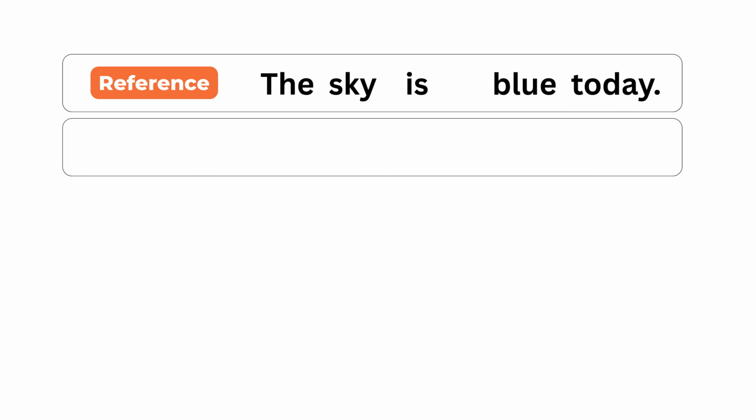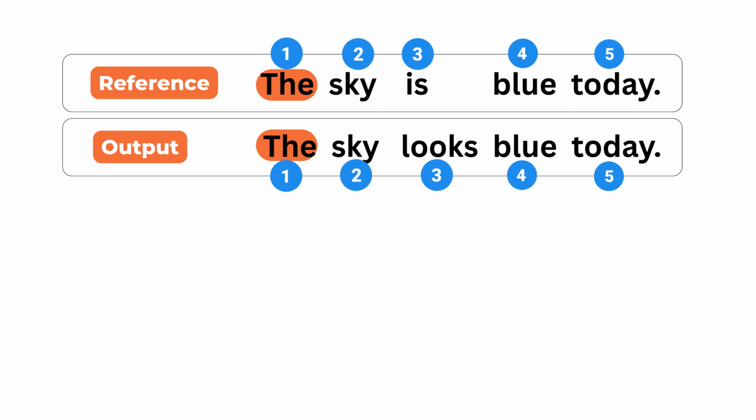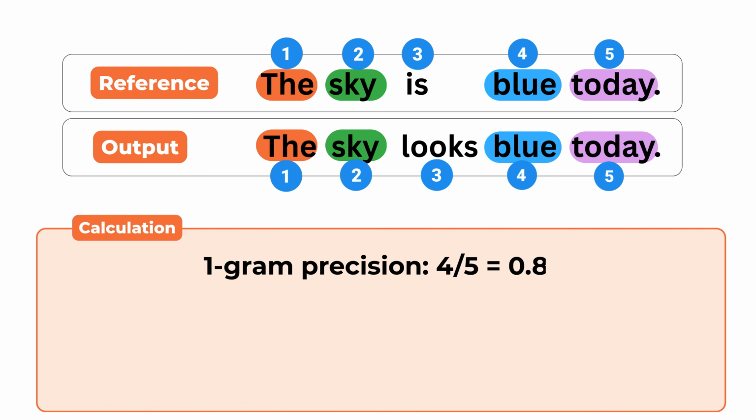For example, take the reference "the sky is blue today" and the output "the sky looks blue today." In the output, 4 out of the 5 1 grams, "the," "sky," "blue," and "today" match the reference. So the 1 gram precision becomes 4/5 or 0.8.